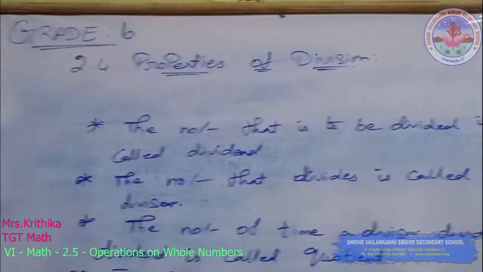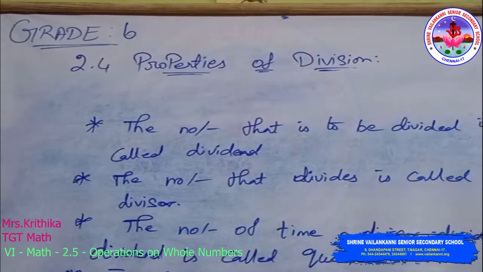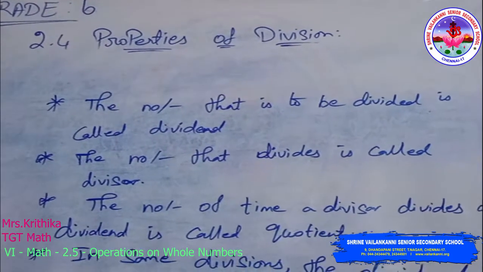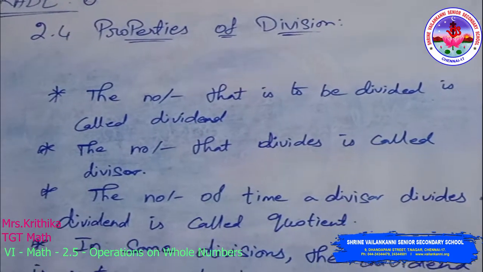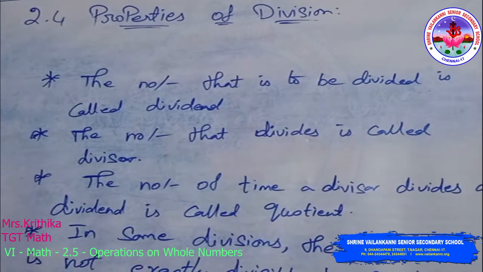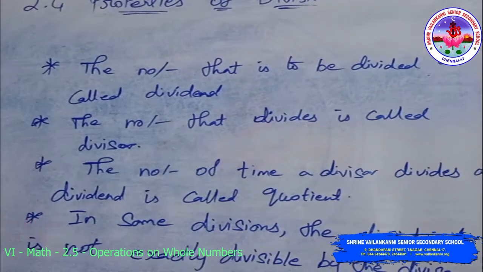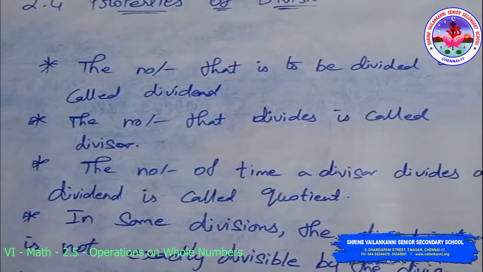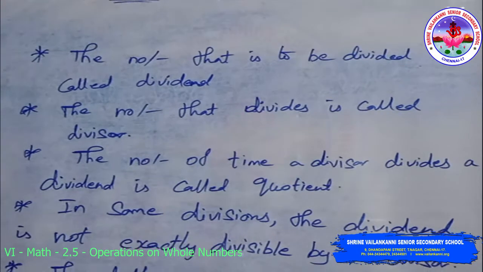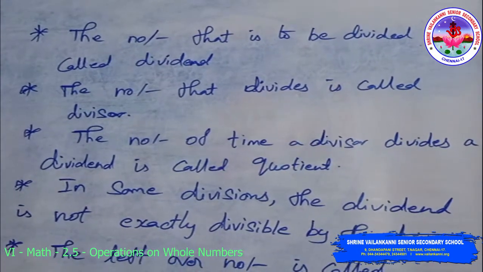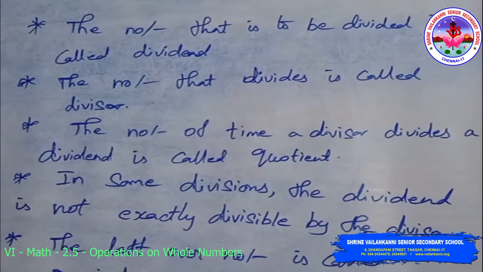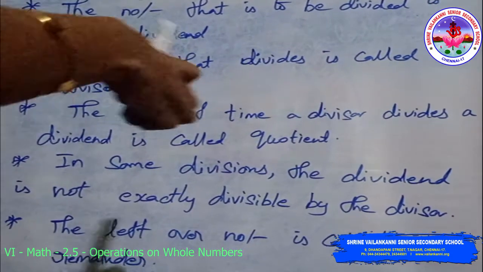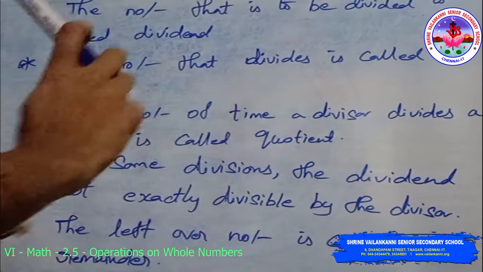The next topic, 2.4, properties of division. Division is actually the reverse process of multiplication. Division refers to dividing a set into equal parts, whereas multiplication refers to joining several equal sets together. Rules: the number that is to be divided is called the dividend. The number that divides is called the divisor. The number of times the divisor divides the dividend is called the quotient.